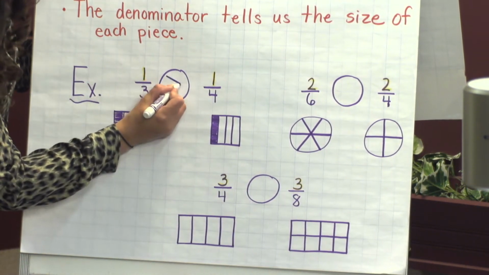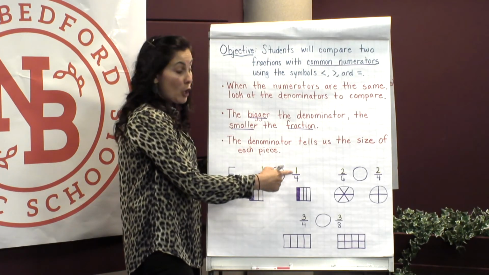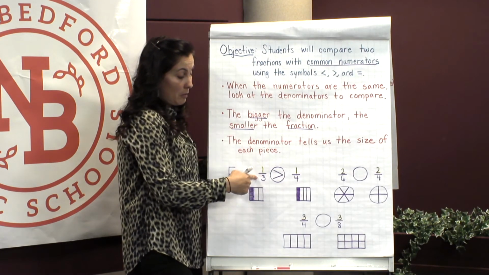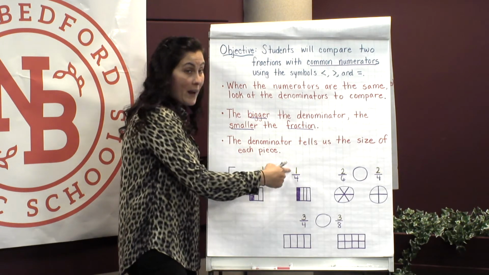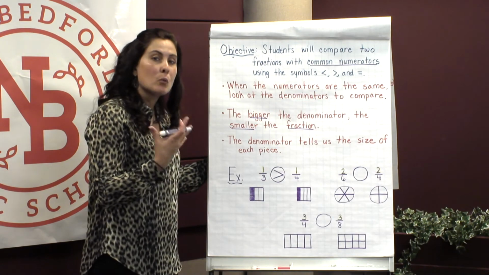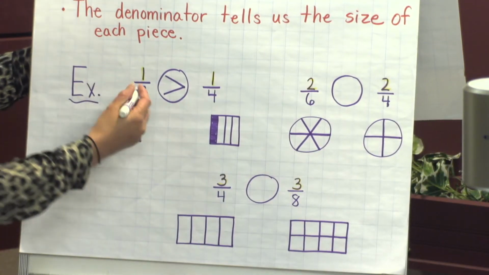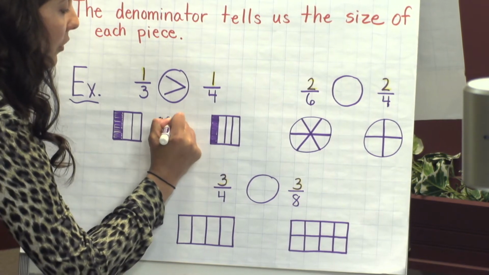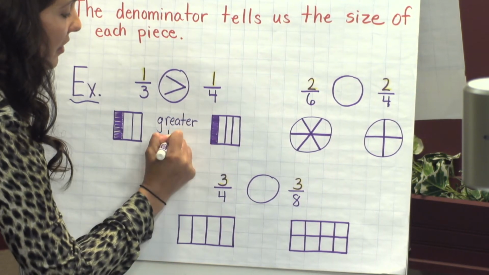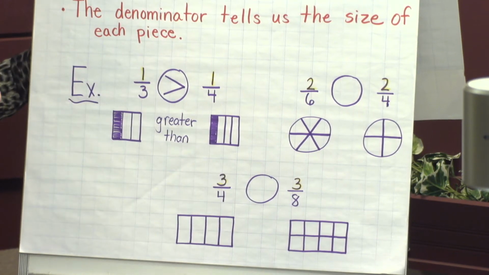That means the arrow actually points to the smaller fraction. 1/4 is less than 1/3. 1/3 is greater than 1/4. I'm going to write the word underneath to help you really visualize this so that you don't mix up the symbols. 1/3 is greater than 1/4. That's what that symbol's telling us.